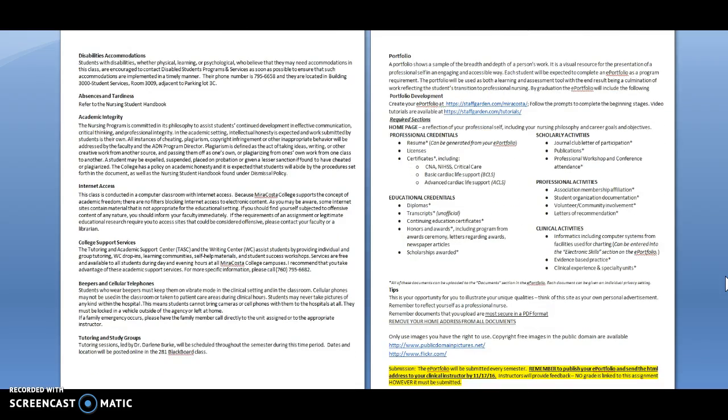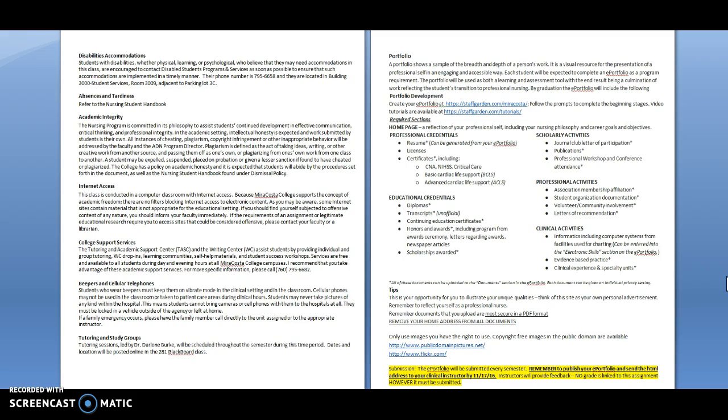If you have any disabilities accommodations, please contact the department, or the Disabled Students Programs and Services Department. Here's their contact information, and then you will contact me. Absences, tardiness, look at the handbook, academic integrity, internet access. Just be cognizant of who's around you when you're looking at some of the nursing sites. They can be offensive to some. Support services, beepers and cell phones, bring them to class. Please just keep them quiet and please don't text while we're talking.